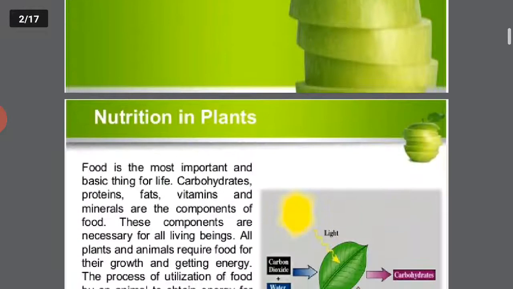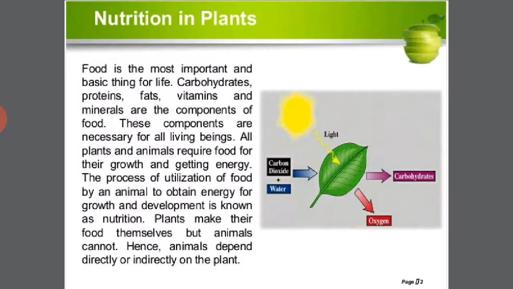Okay, let's move. What is nutrition? Nutrition in plants. Food is the most important and basic thing for life. Carbohydrates, proteins, fats, vitamins and minerals are the components of the food. These food components are necessary for all living beings. All plants and animals require food for their growth and getting energy. The process of utilization of food by an organism to obtain energy for growth and development is known as nutrition.